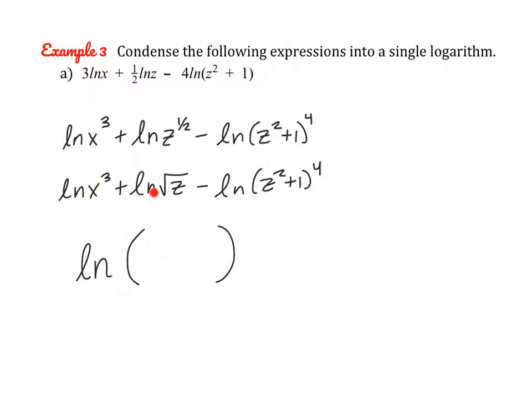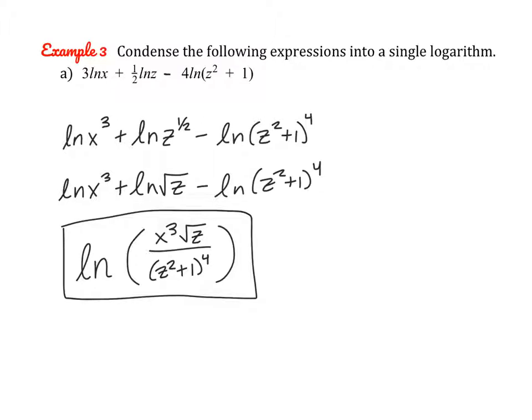So since these first 2 are positive, I'm going to multiply them together like this, and they will be in the numerator. This logarithm is negative, which means that this will travel down to the denominator. So it becomes z squared plus 1 to the 4th. And now I have condensed it into a single logarithm, so I am done. The one to watch out for is this -1.